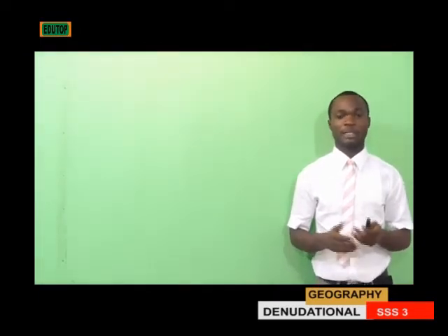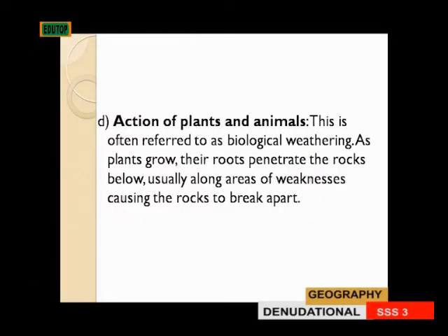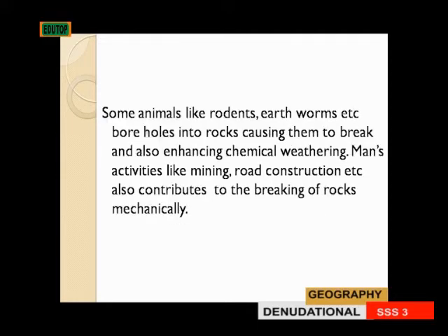Now let's look at another agent of physical weathering, which is the action of plants and animals. This is often referred to as biological weathering. As plants grow, their roots penetrate the rocks below, usually along areas of weakness like cracks or breakages, thus causing the rocks to break apart. Some animals also, like rodents and earthworms, bore holes into the rocks, causing them to crack, and also enhancing chemical weathering.